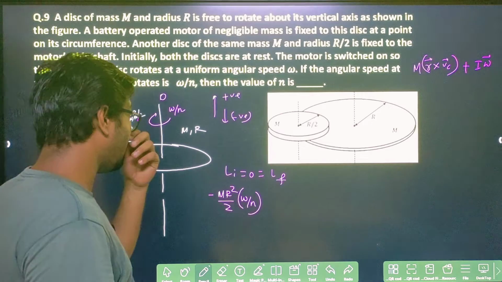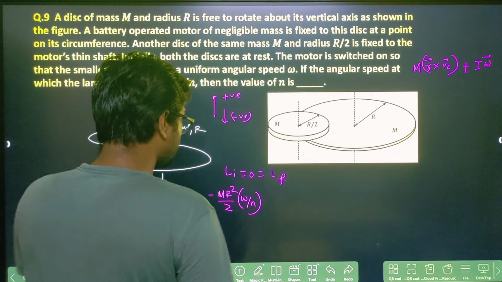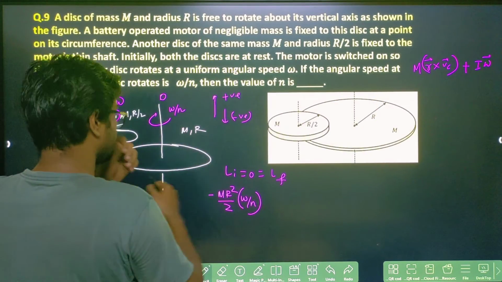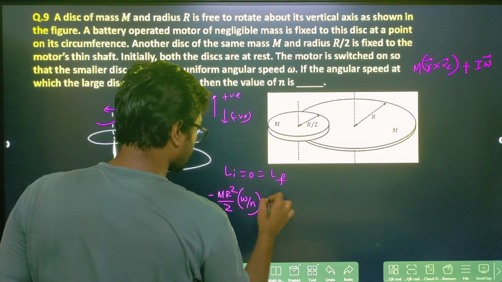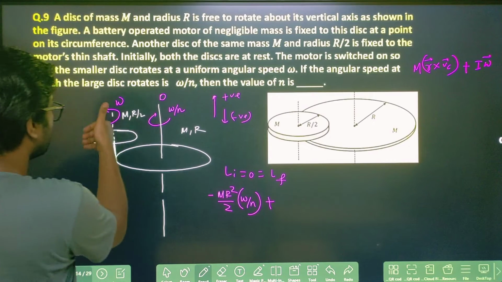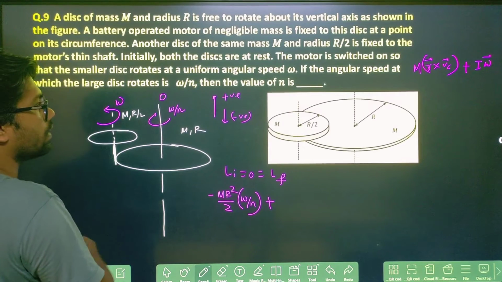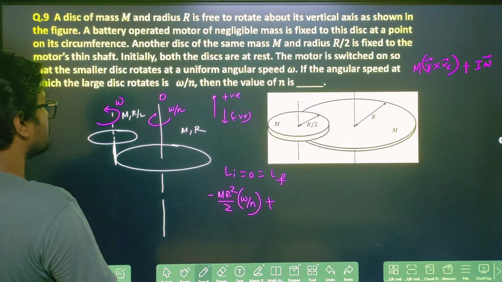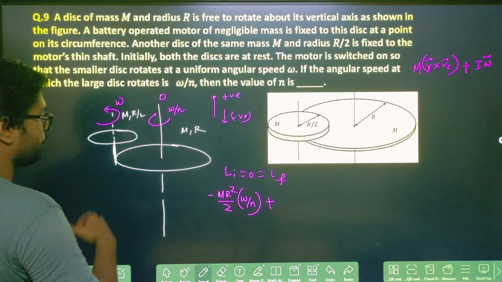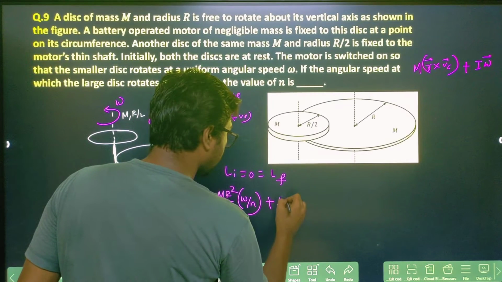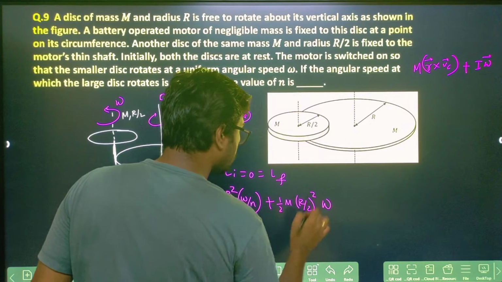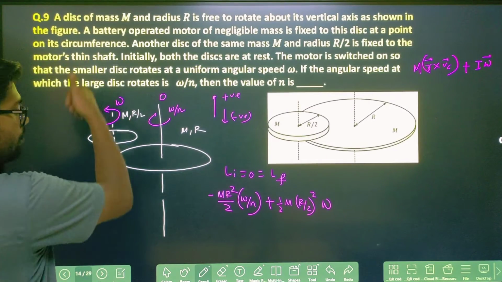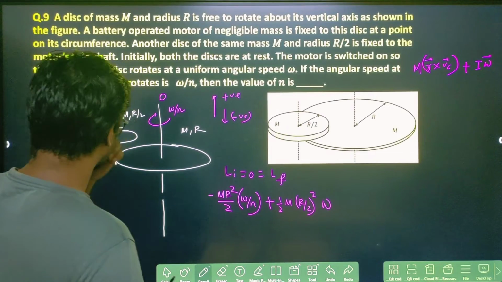Clear? So here if I write the angular momentum of this smaller disc, I can write plus, this is rotating like this upward, right? So you can say that this will be half into m into r by 2 whole square into omega. This will be upward. That's why I am taking positive.